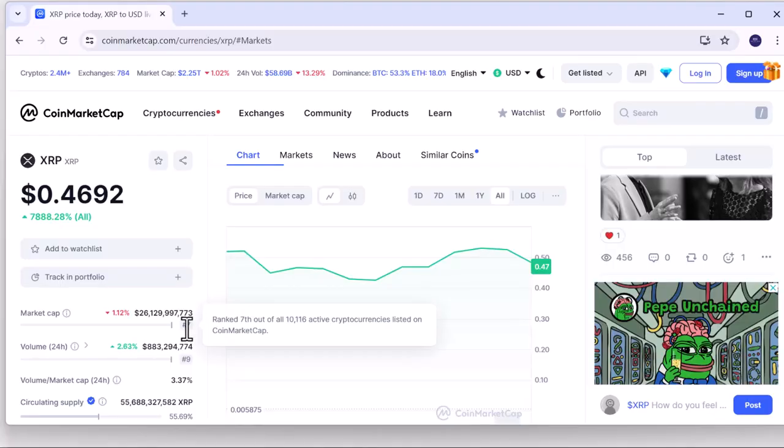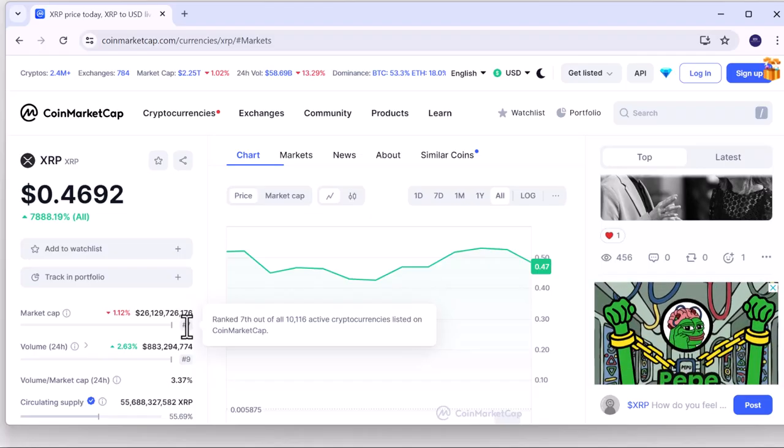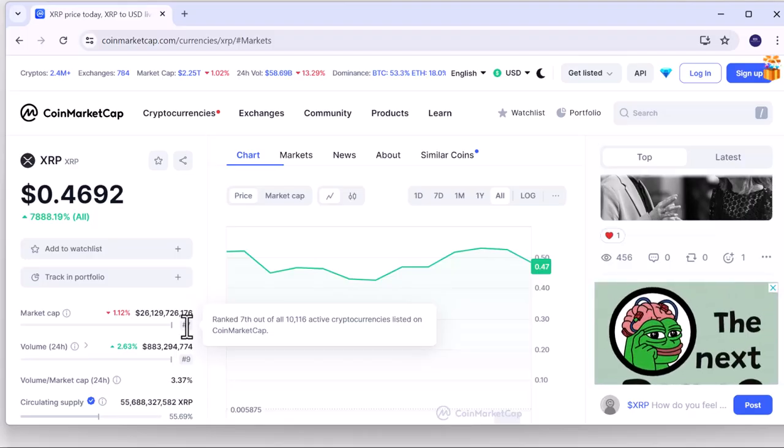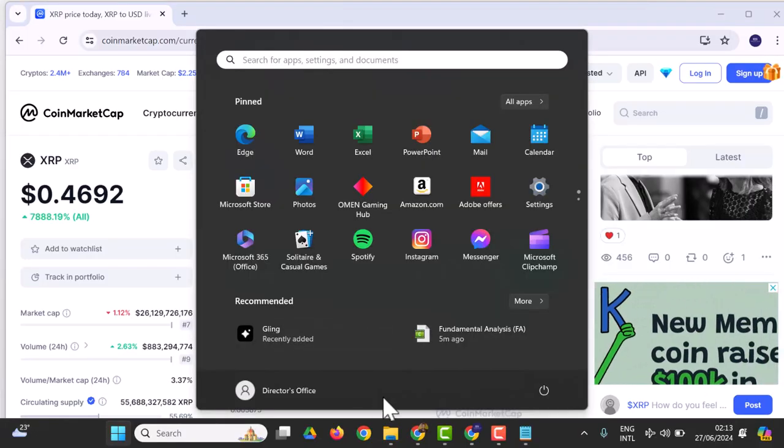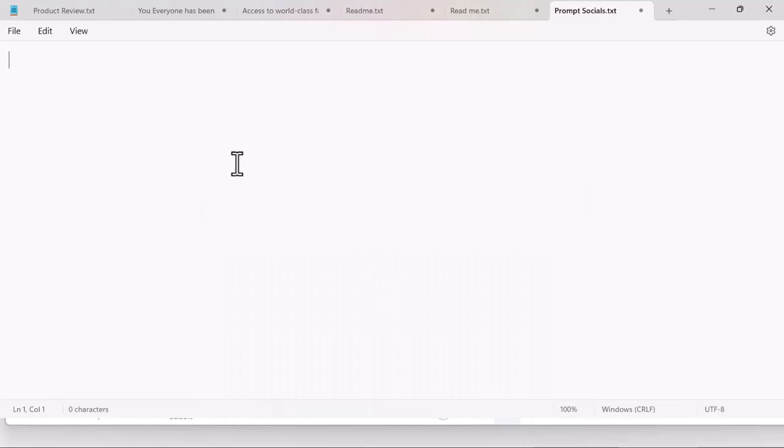Here is the rank. The rank is 7, as you can see here. This coin is ranked 7th out of 10,116 active cryptocurrencies listed on CoinMarketCap. So let's note that right now. Let's say coin fundamental analysis on Ripple. So the name of the coin is Ripple, and we're going to put XRP into brackets.